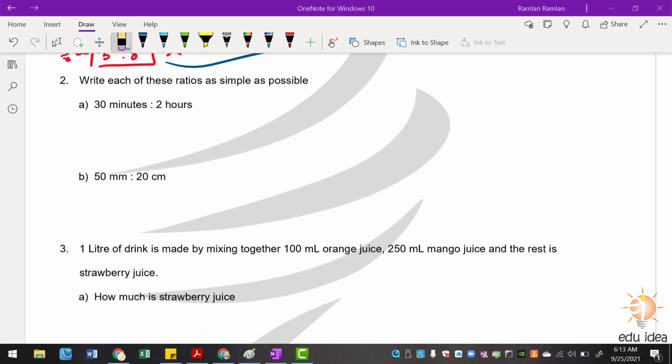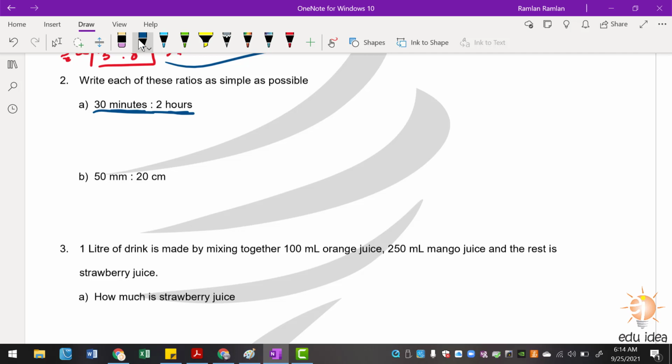Number 2, write each of these ratios as simple as possible. Here we have 30 minutes to 2 hours. If you see a question like this with units, whereas previously in number 1 we didn't have any units, you can see that the units are of the same dimension. This time we have minutes and hours. Both of them are dimensions of time, right? So we need to make them the same, right?